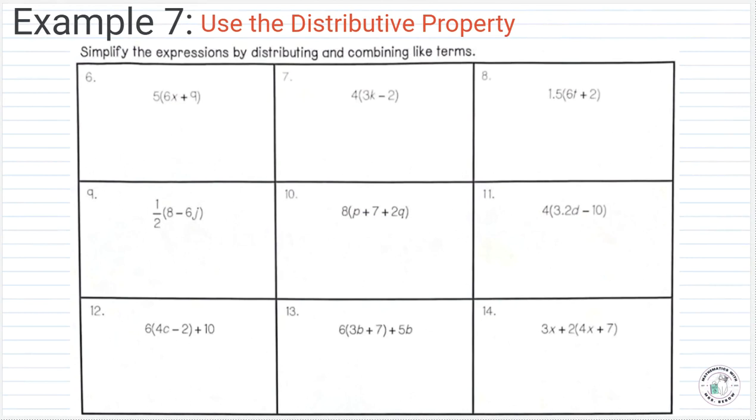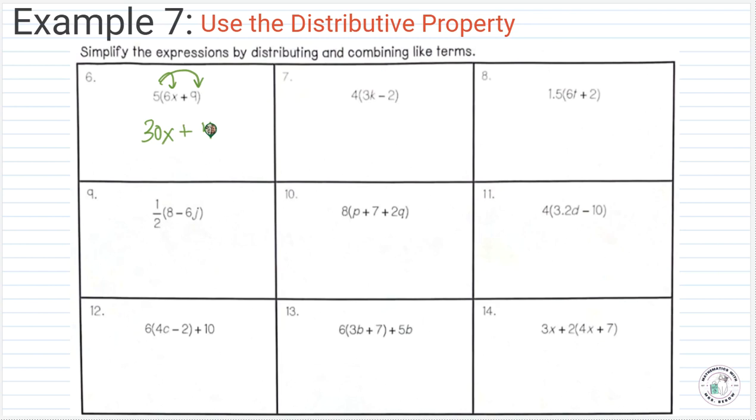All right, so now we're going to do essentially a speed round with some distributive property questions. So lots of examples on this slide. So we'll start with number 6 that's in the top left corner of this table here. So 5 times 6x, and then we're going to do 5 times 9. So 5 times 6x, you can actually multiply 5 times 6 to get 30. Make sure you have your x next to it. Bring down your plus sign.